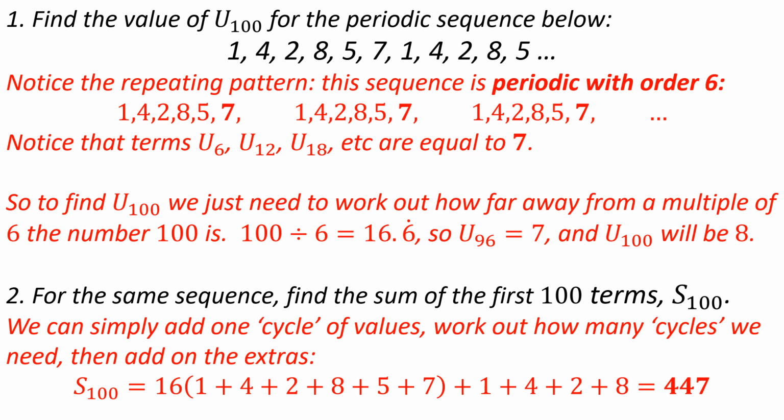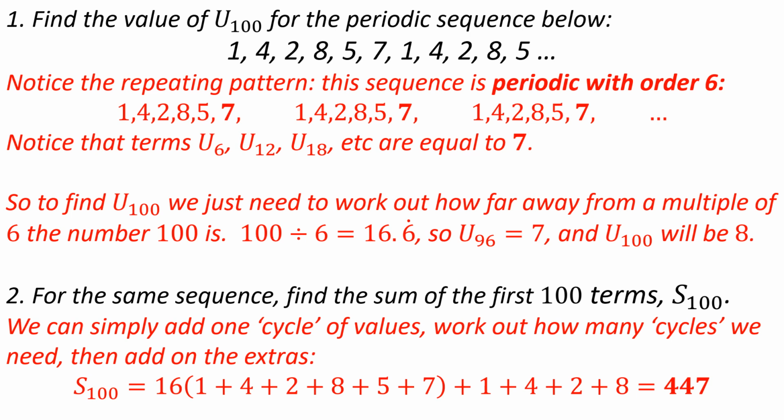Okay, this is what we have for the 100th term of the sequence. You recognize that the repeating pattern is periodic with order 6, which is another way of saying you have 6 terms before we repeat again. And that means that the 6th term is the same as the 12th term and is also the same as the 18th term, and so on.